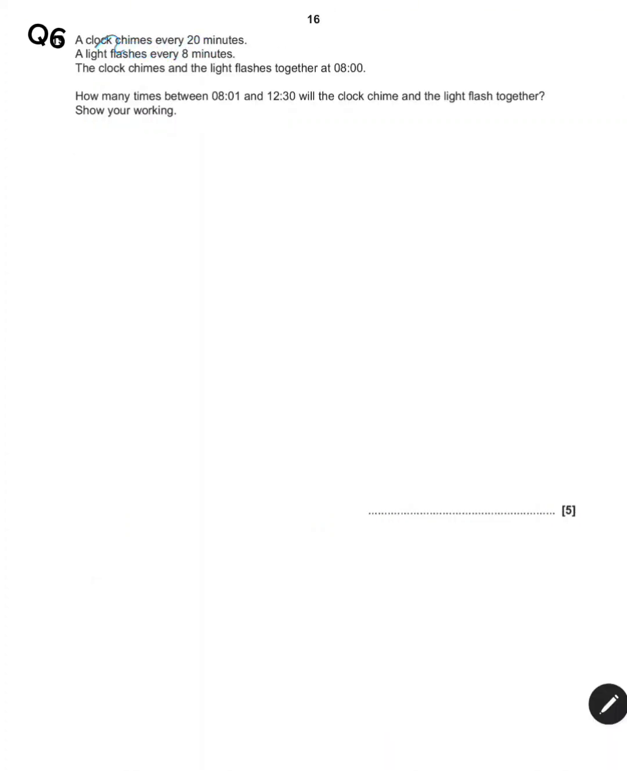Got information about a clock that chimes every 20 minutes. We've also got a light that flashes every 8 minutes. We know that they flash together at 8 o'clock. Then we're asked how many times between 8:01 and 12:30 do they chime and flash together, and we must show working. It is a bit of a monster, this, but it's worth 5 marks, so worth doing.